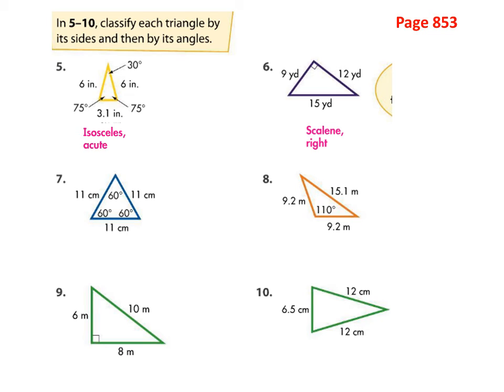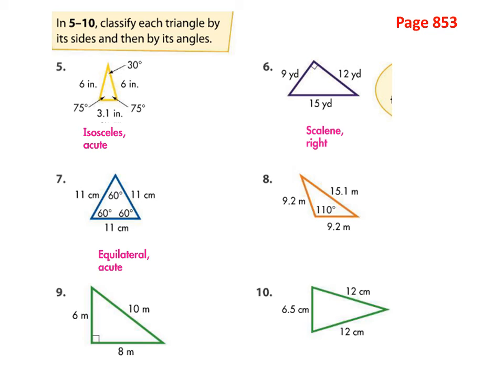Question 7. Look at the sides. All the sides are the same, or all the sides are congruent. Then this is an equilateral triangle. And all the angles are acute angles and the same, they are equiangular. So this triangle is an equilateral acute triangle.